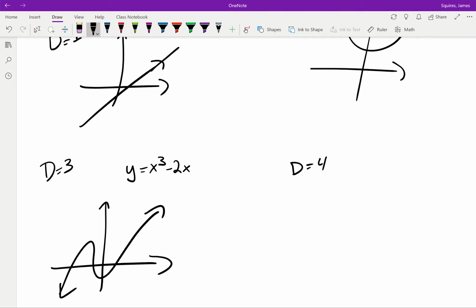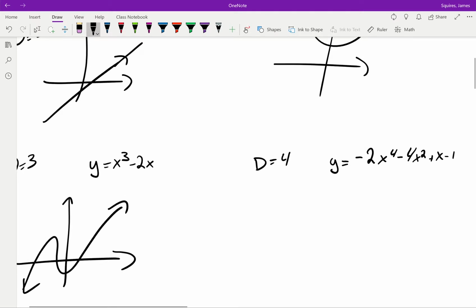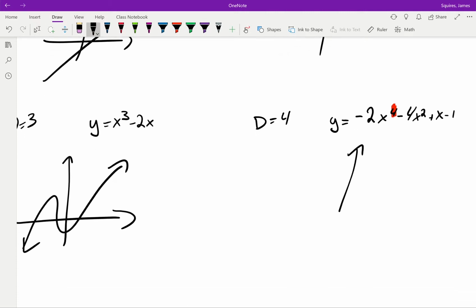Alright, let's do an example where the degree is 4. We might have y equals negative 2x to the 4th minus 4x squared plus x minus 1. And that's a polynomial of degree 4 because the largest exponent value on our x term is 4. And if we were to graph that, it would start in the lower left hand corner and end in the lower right hand corner.